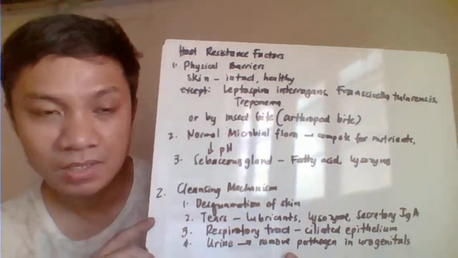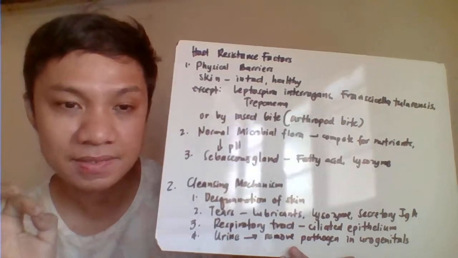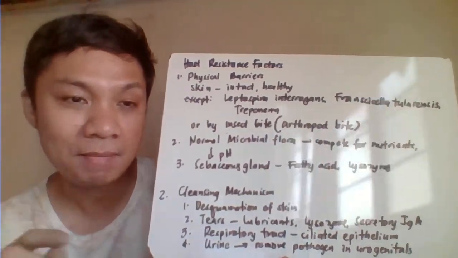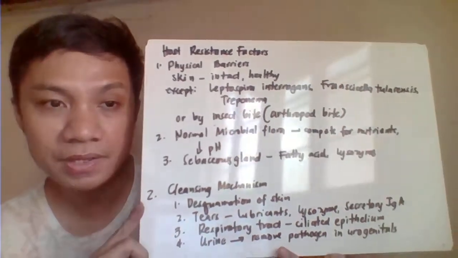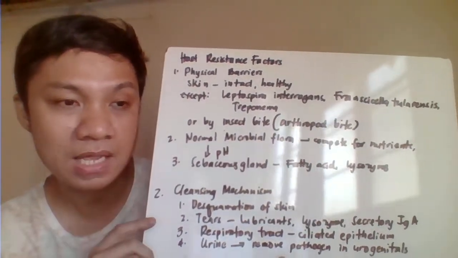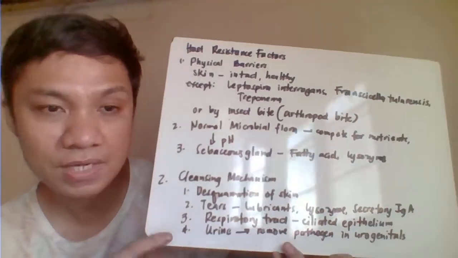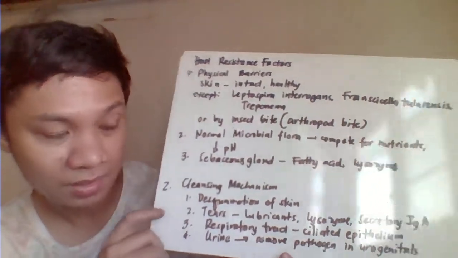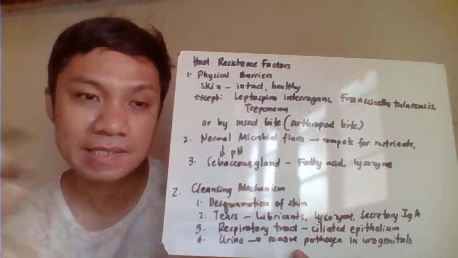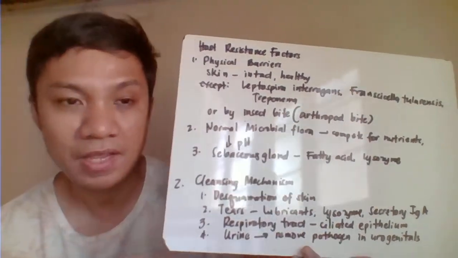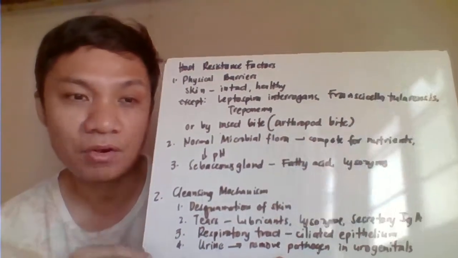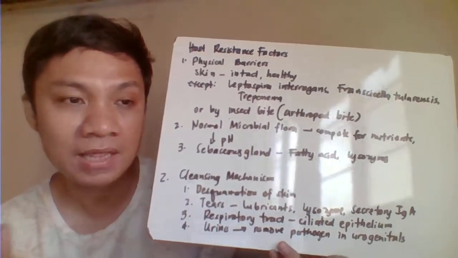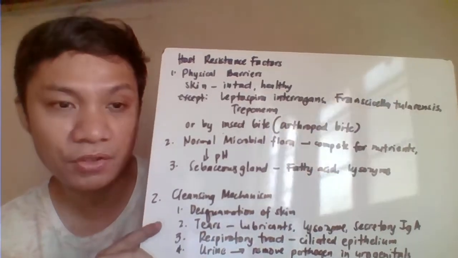So the first one, this is the desquamation process whereby your keratinized skin is able to peel off. When they are removed, our bacteria are also removed. Another one, your tears have lubricant property and also contain secretory IgA and lysozymes, which have antibacterial property. In the respiratory tract, we have cilia that try to filter the air and the microorganisms entering our respiratory tract. Okay, another one, flushing of your urine could also eliminate pathogens found in your urogenital tract.